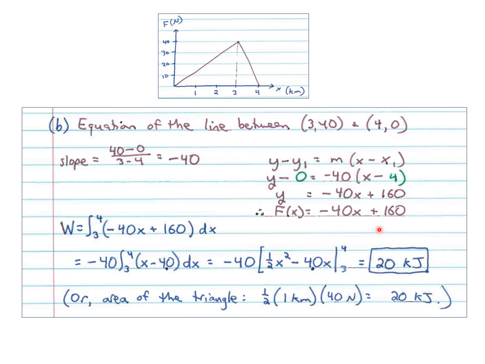Now once we have the force function, we can plug that into the integral. Work is the integral of force dx, so negative 40x plus 160 dx, and I factored out negative 40, leaving us with x minus 4. And you take that integral through and you get 20 kilojoules. Now, it's easier on this particular problem just to take the area of the triangle as we look in the picture. So it's 1/2 the base, which is 1 kilometer, times the height, which is 40 newtons, and we get 20 kilometer-newtons, which is kilojoules.